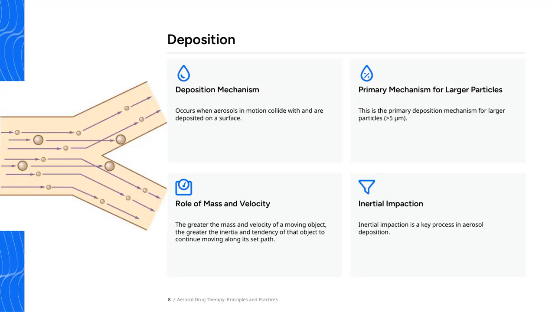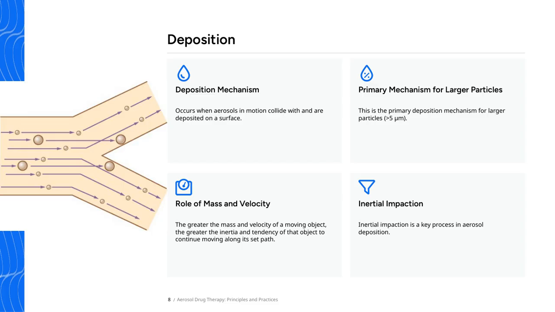Now, let's take a closer look at deposition, specifically focusing on inertial impaction, which is a key process in how aerosols deposit in the respiratory system. Inertial impaction occurs because the greater the mass and velocity of a moving particle, the more inertia it has. This means the particle tends to continue along its original path rather than following the airflow when it changes direction. This concept is especially important for larger particles, typically those greater than 5 micrometers, because their inertia makes them more likely to impact and deposit onto surfaces within the airways.